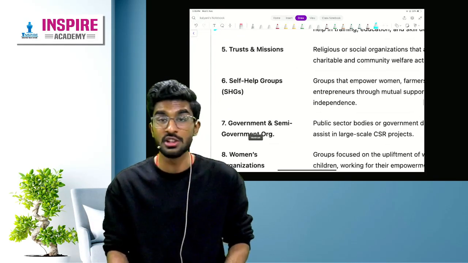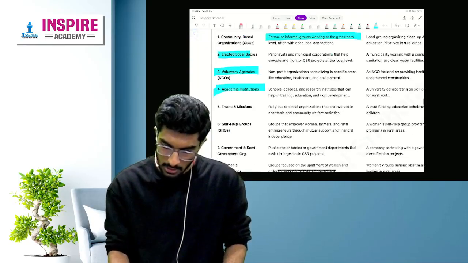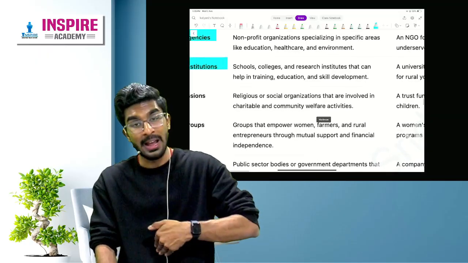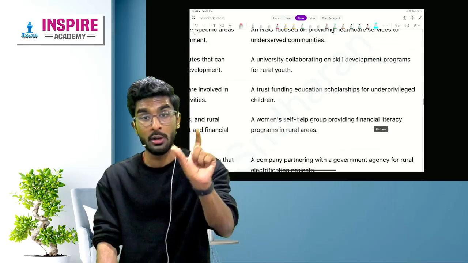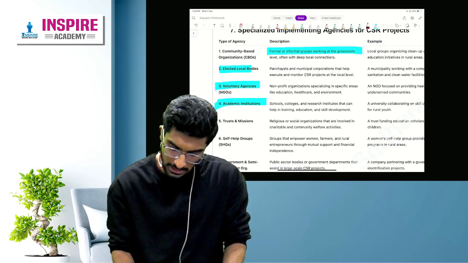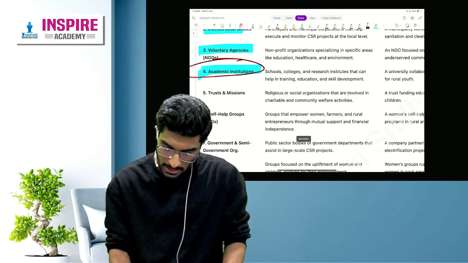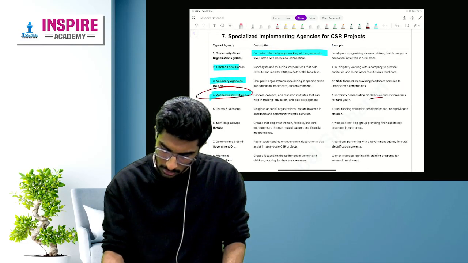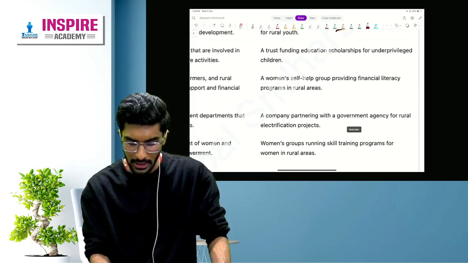Next is trust and missions. So, what is the meaning of this? Schools, colleges and research institutes can help in training, education and skill development. So, a university collaborating on skill development programs for rural youth can also be categorized under CSR. And then trust and missions: a trust funding education scholarships for underprivileged children.